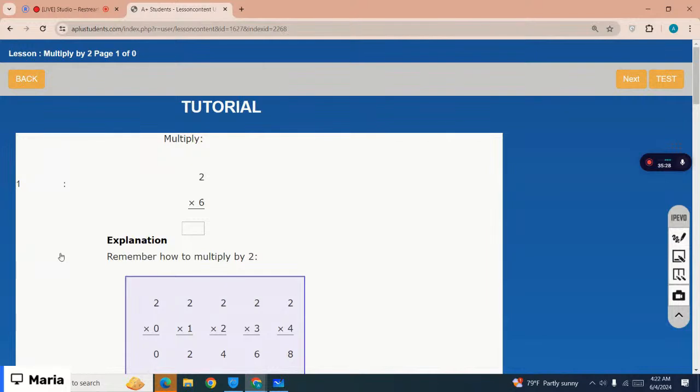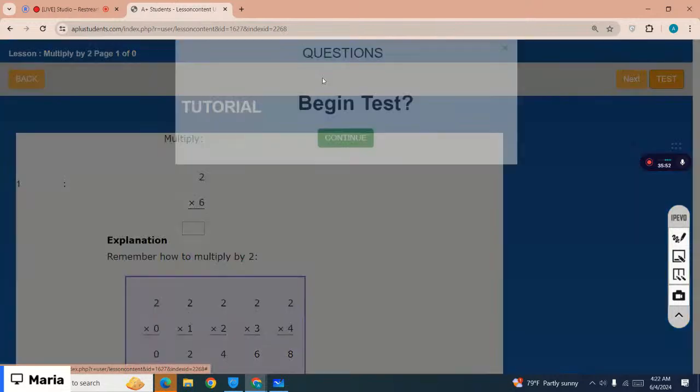2 times 6, which is the correct option? 2 times 6 is, you need to count a table of 2. Very good. 2 times 6 is 12. Let's just start with the test questions.